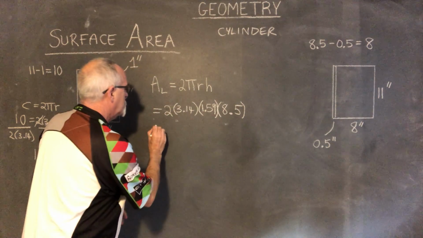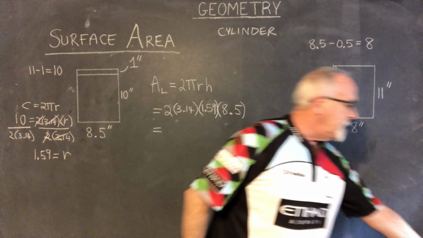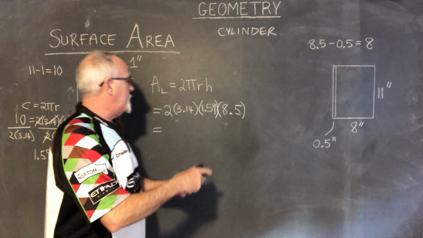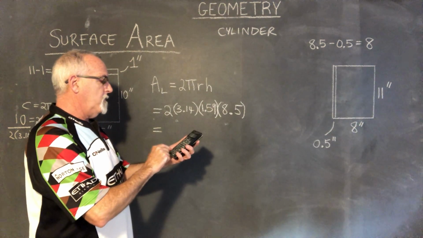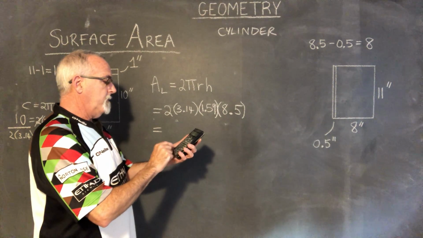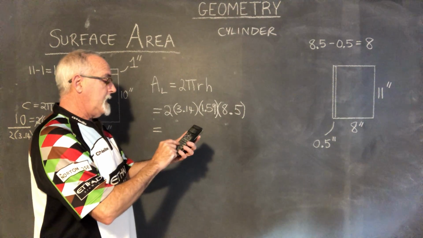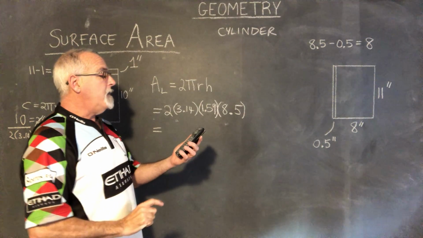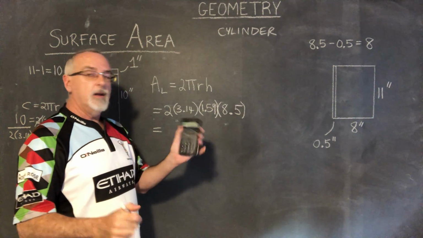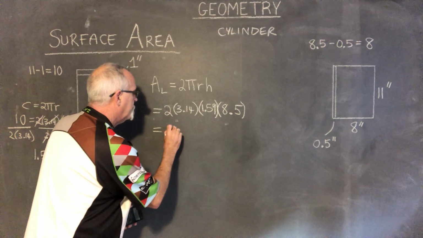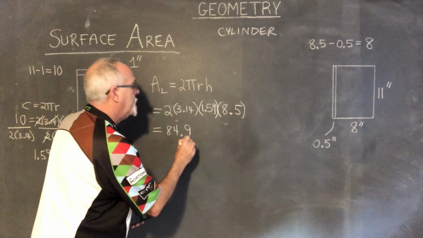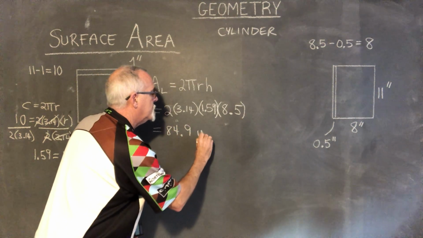but that's what happens. Okay, using calculator, let's multiply. We will find our lateral area. 2 times 3.14 times 1.59 times 8.5, 84.8742. I'm going to call it 84.9. And that's going to be inches squared.